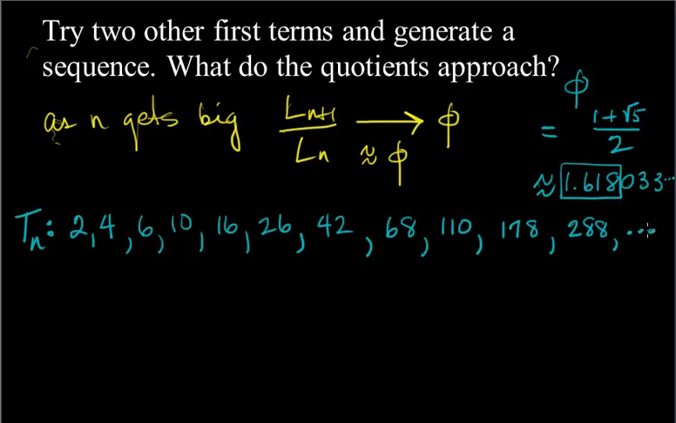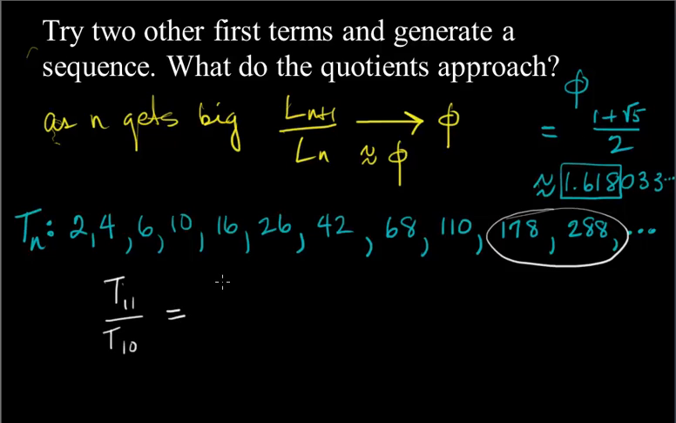Generate quite a few. And now I want to know if the same thing happens. Well, I don't have to divide 4 by 2, 6 by 4, 10 by 6, because all I want to check is, as n gets big, do the quotients approach phi? So I'm going to go out here and just pick the last two. That would be, let's see, 1, 2, 3, 4, 5, 6, 7, 8, 9, 10, 11. I'm going to try T11 divided by T10.